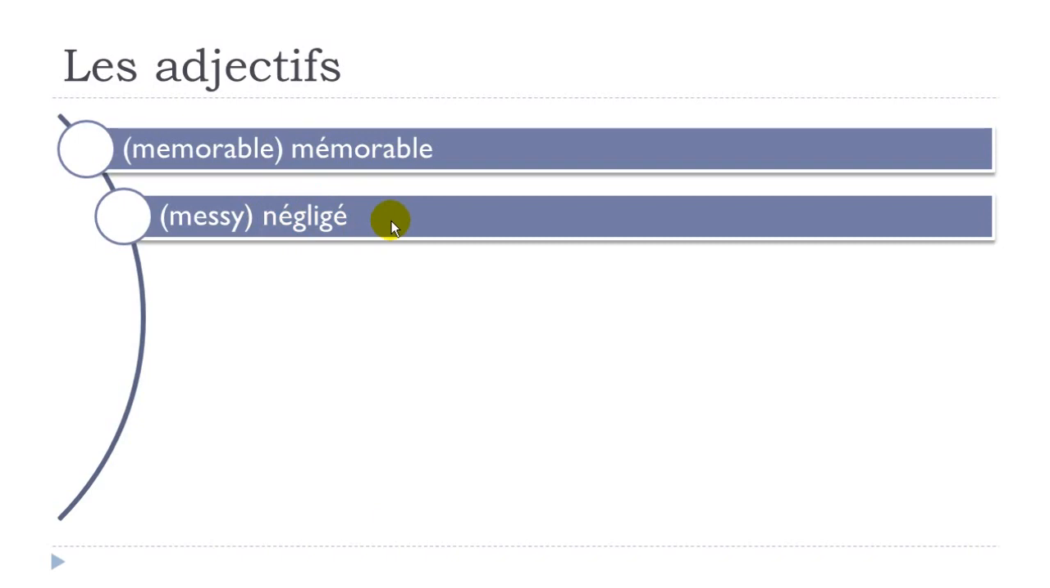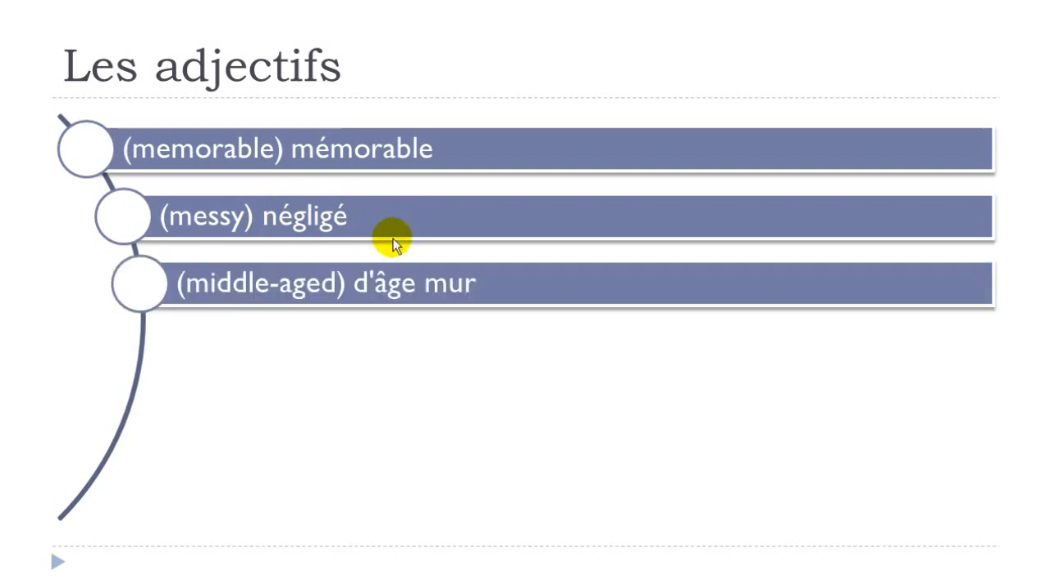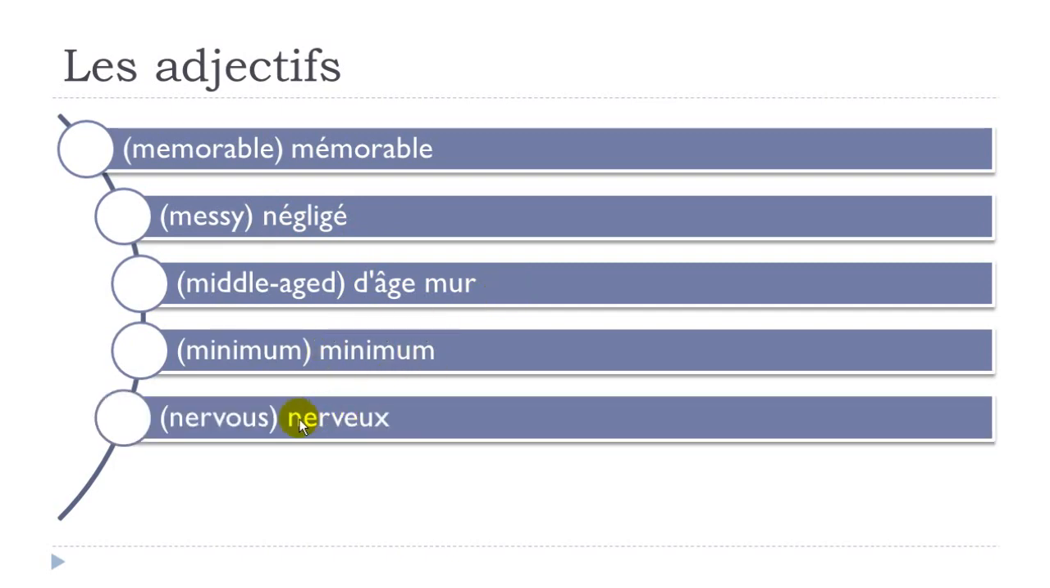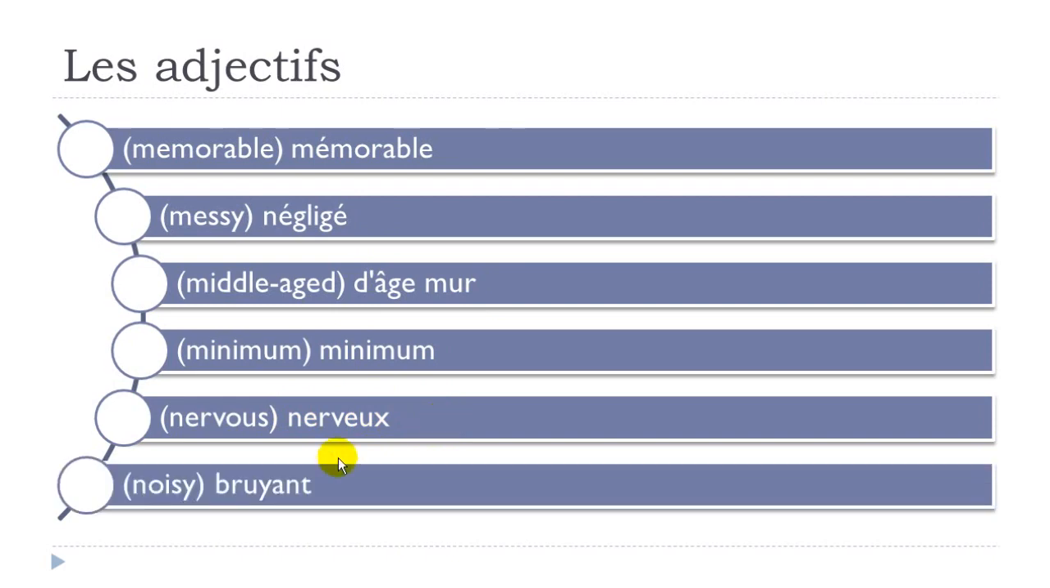Négligé. Négligé. D'âge mûr. Minimum. Nerveux. Final X not pronounced. E-U, E, V. Nerveux. Bruyant. Final T not pronounced.